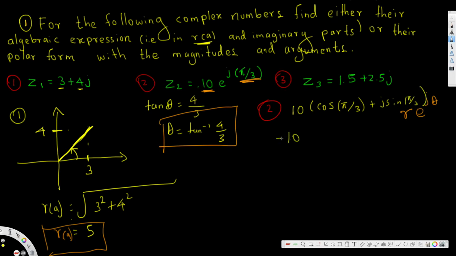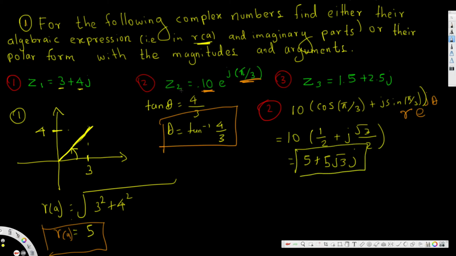So 10, cos 5 by 3 is half, and then sine 5 by 3 is root 3 by 2. So j root 3 by 2, and if we multiply, this is going to be 5 plus 5 root 3 j. 5 root 3 j. This is the polar form of the second one. Now let's look at the third one. Third one is given in Cartesian form.